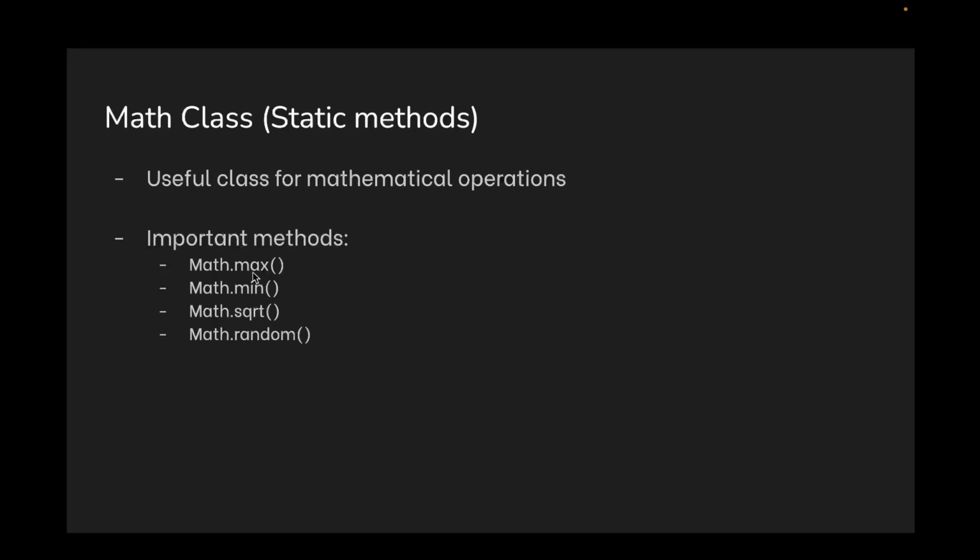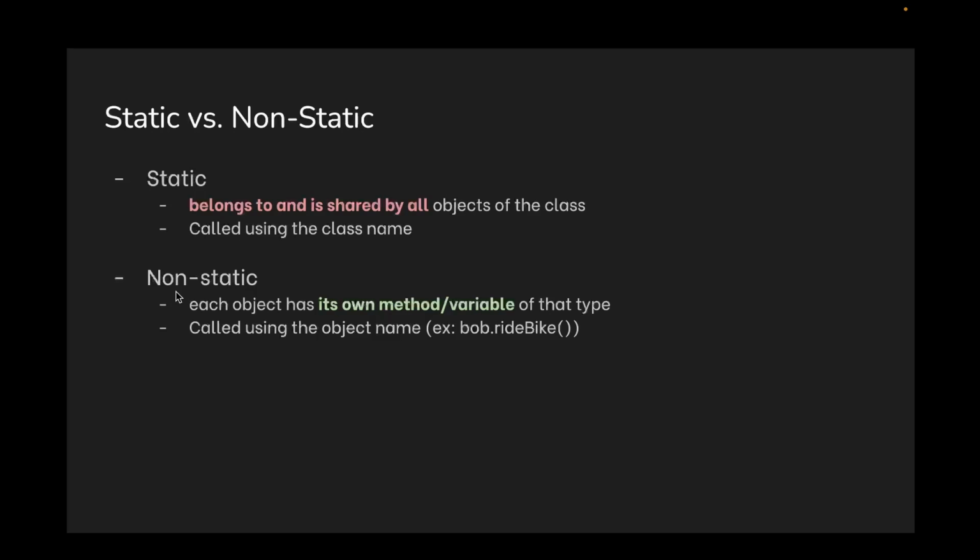But the main point here is that static methods will be called using the class name rather than creating an object and then calling the method using the object name. However, with non-static methods and field variables, each object has its own method or variable of that type, right? Like every human has a different favorite color. So then we call that using the object name, like bob.rideBike, but we also saw scanner.nextLine or something like that. Scanner.nextLine. And in that case, we're creating a new scanner instance and then calling that method.